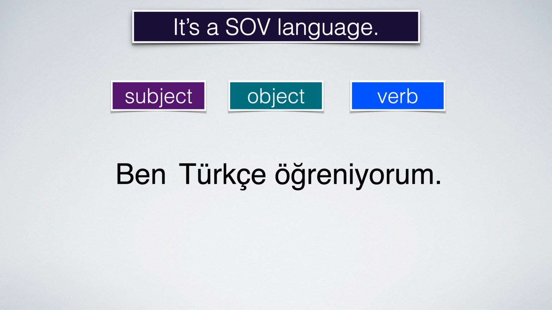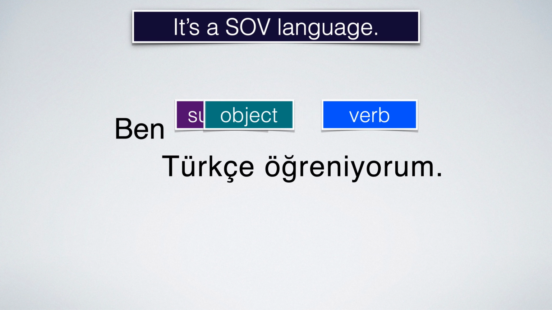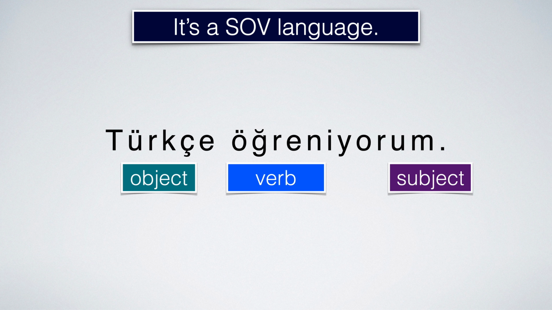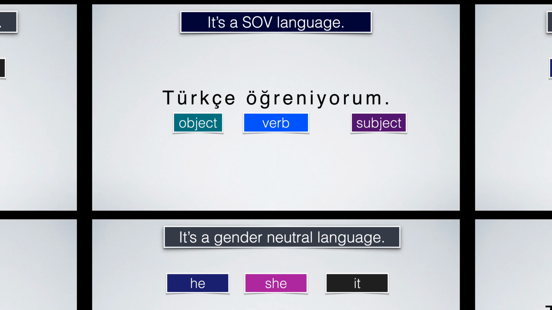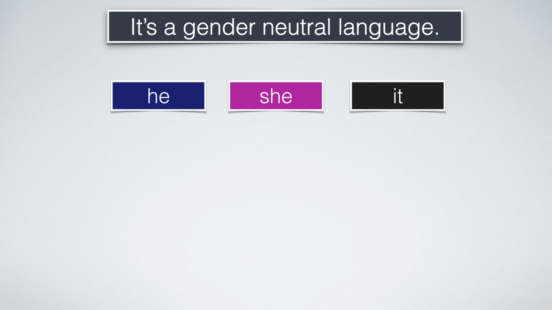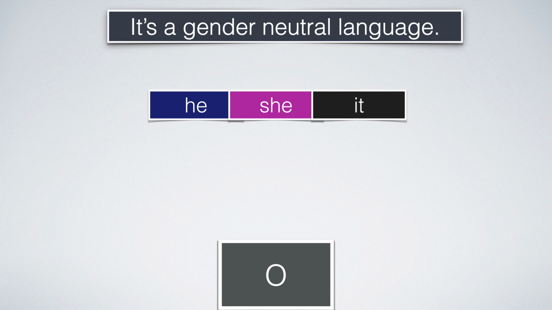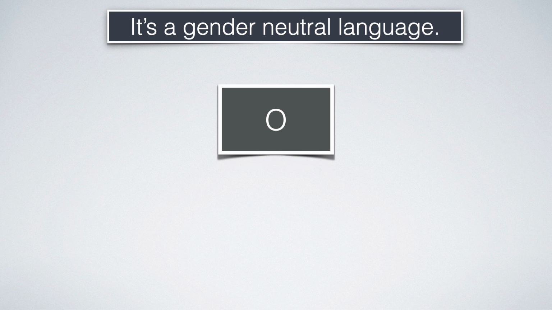It's a subject-object-verb language, but the majority of time the personal ending will tell you the subject, so we can say this type of word order is what you will see the most. That at the end is I am. But more on them in the next videos. It's a gender-neutral language, so that means there is no he, she, it. There is only o. And like there is no he, she, it, there's no her, his, its. There is only onun.